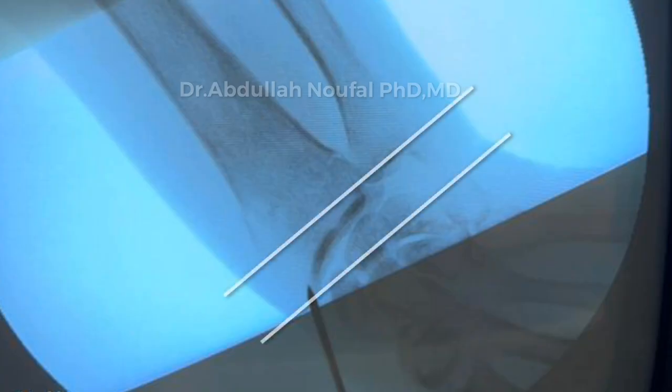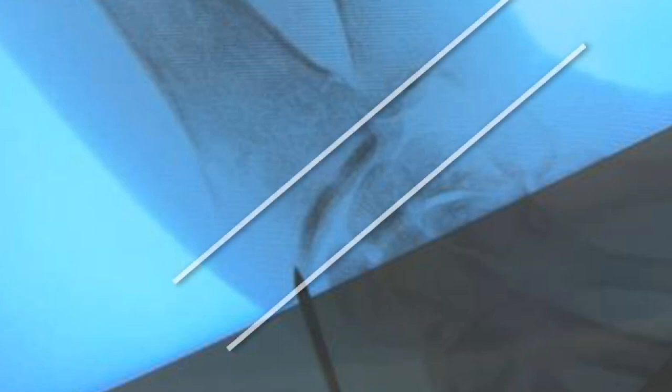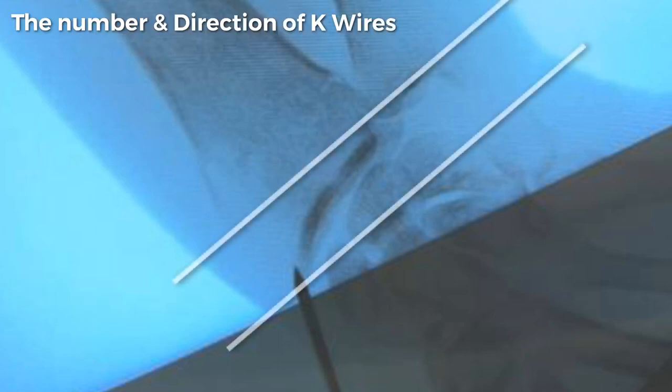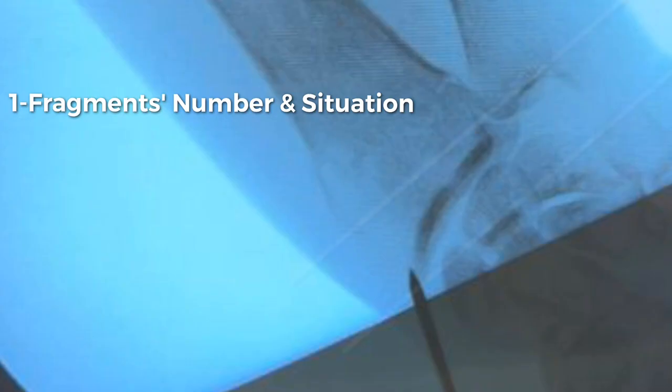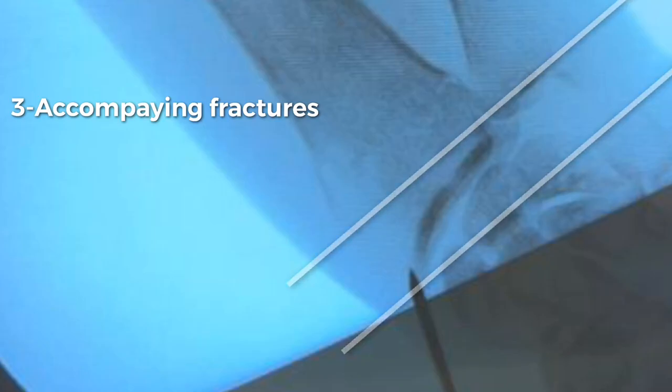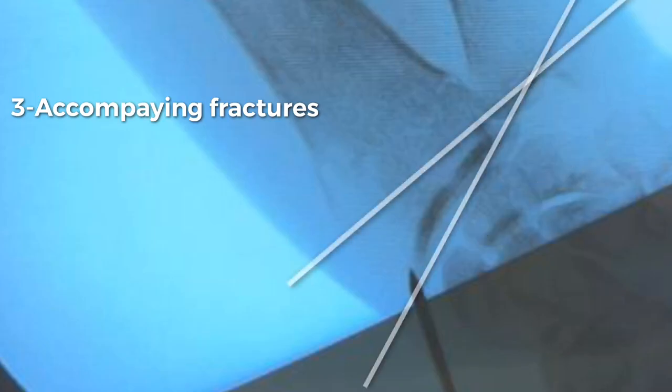After getting an acceptable reduction in AP and lateral views, we keep it stable by using K-wires. The number and direction of K-wires depend on 3 points. First of all, the number and situation of the fragments. Then, the status of the distal radioulnar joint. Finally, the presence of accompanying fractures at the wrist or the ulnar head.